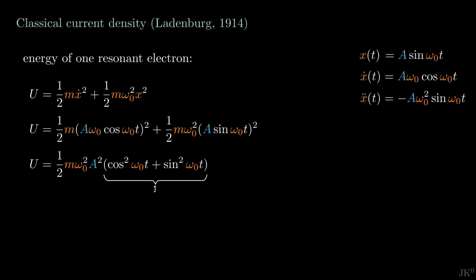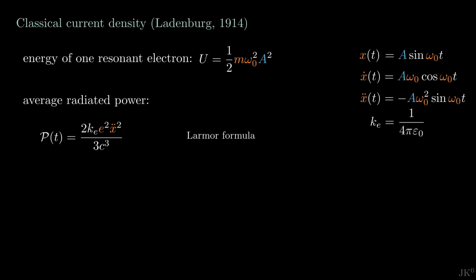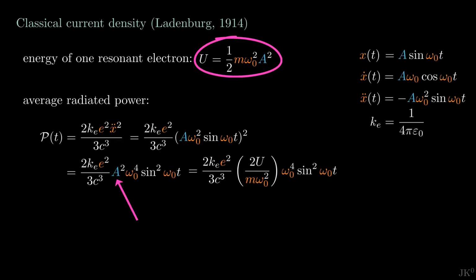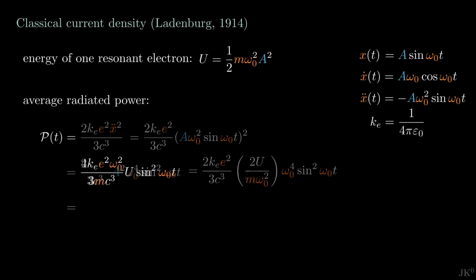Note that the Pythagorean theorem implies that the term in parentheses is equal to 1, and the energy takes this simple form. I will need this in a minute. Now we calculate the radiated power emitted by a resonant electron using the famous Larmor formula. Plugging the acceleration found before, we get an expression that depends on the amplitude A. Here we use the energy relation to eliminate A and simplify terms. This is the power radiated as a function of time.